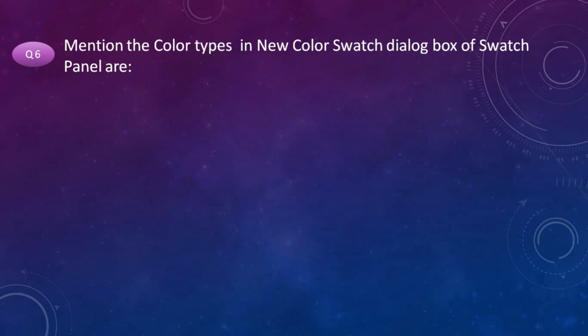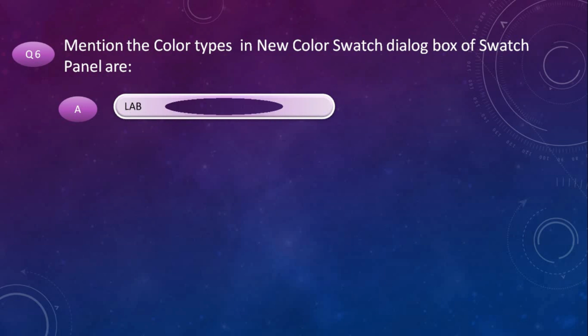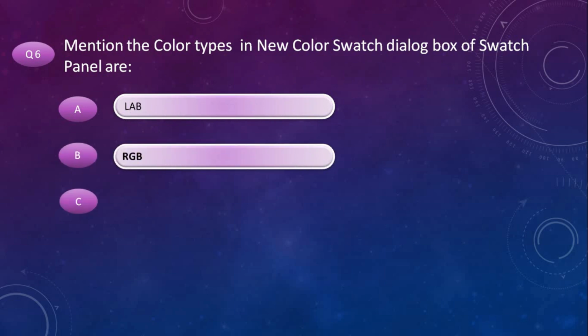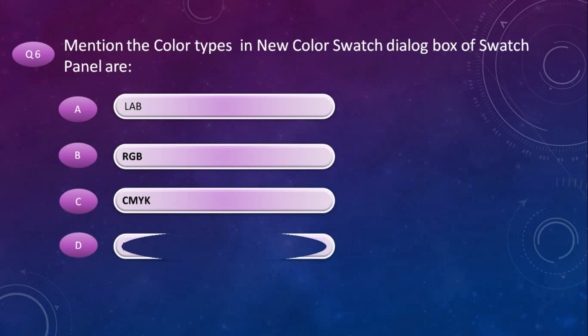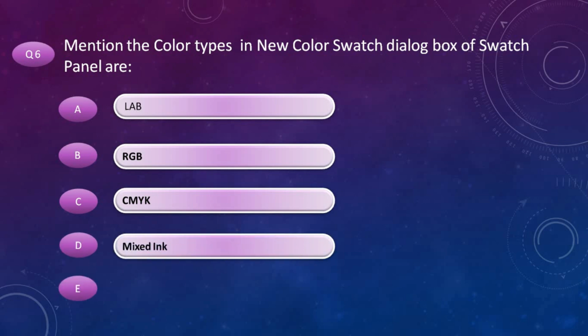Mention the color types in new color swatch dialog box of swatch panel. Lab, RGB, CMYK, mixed ink, and default color mode is dash. So default color mode is CMYK.